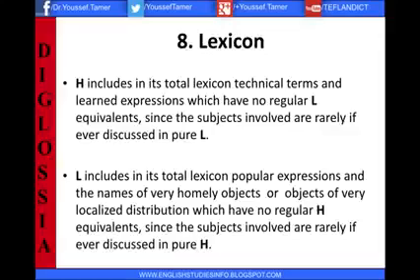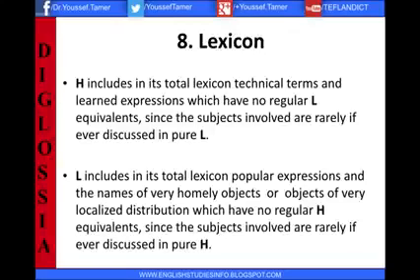Where do you study biology? In education, a formal context. And that's a context where we don't use Moroccan Arabic, we don't use the low variety, we use only the high variety, we use Standard Arabic. So, automatically, definitely, you have this result that the high variety includes in its total lexicon technical terms and learned expressions which have no regular low variety equivalent. Since the subjects involved are rarely, if ever, discussed in pure L. The same thing for the discipline of mathematics. You have studied mathematics in Arabic. Yes? Algebra, and, you know.